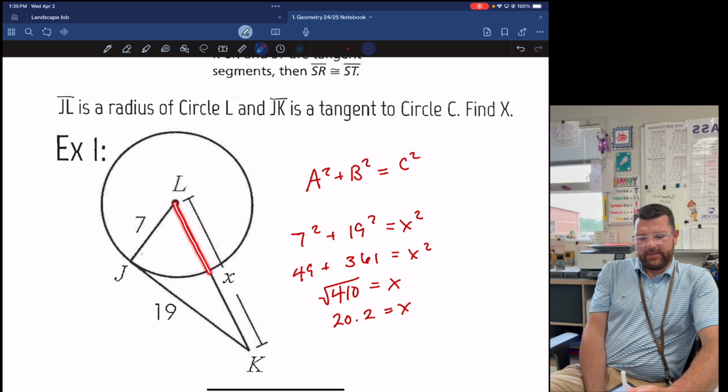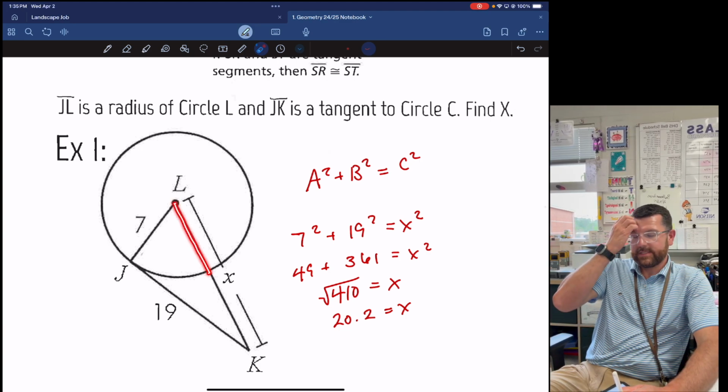What is the distance between L and this point? 20.07.